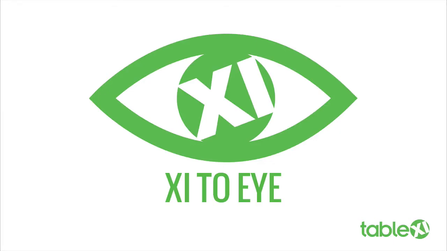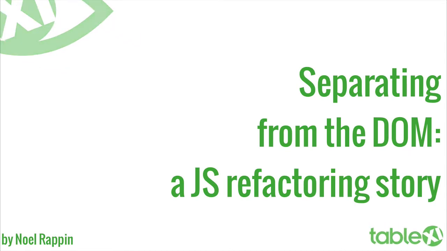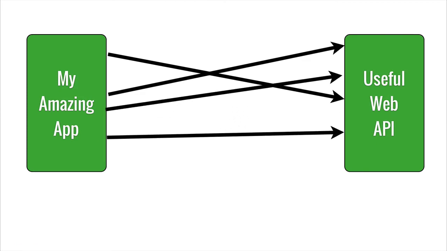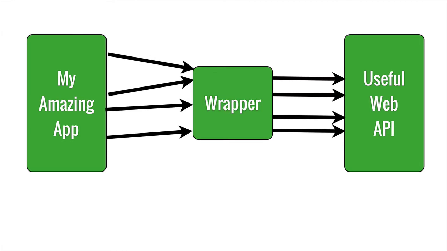I'm Noel Rappin, and today we're going to tell a JavaScript refactoring story called Separating from the DOM. Most web applications at one time or another have to talk to a third-party API that they don't control and didn't write. And a really good strategy for dealing with that is to have all of your access to that external API go through a wrapper object.